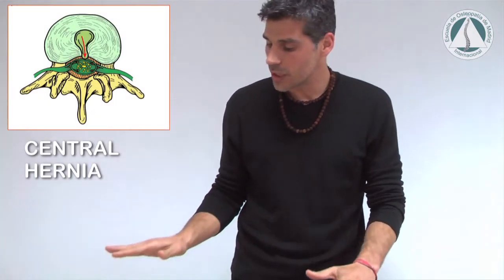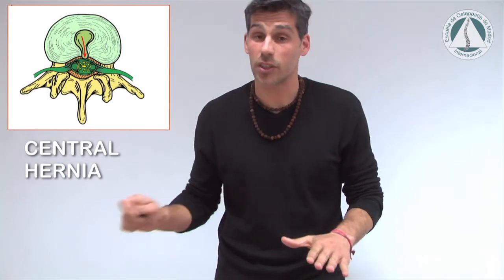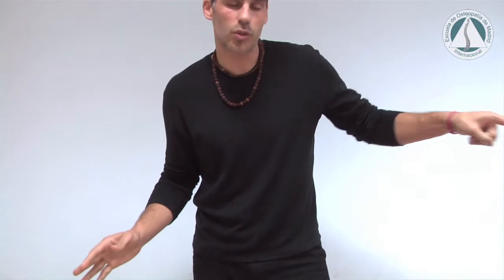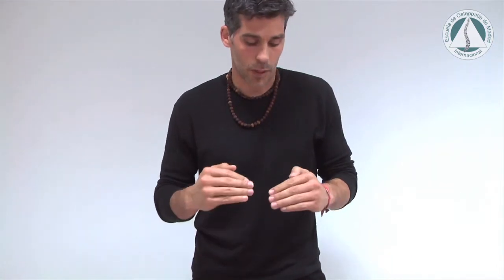So, for example, if we have a central hernia, what do we have to do? In this case, we will use that kind of flexion distraction table that we are not able to use now because we don't have it here. We can use pelvic weights.